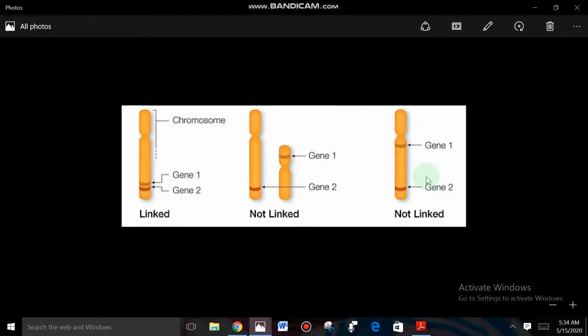Clear? At the time of gamete formation, crossing over takes place between these two genes. Gene 1 reaches one gamete, gene 2 reaches one gamete. Here also crossing over takes place, gene 1 reaches one gamete, gene 2 reaches one gamete. Here the chances of crossing over are very less, because the linkage is very strong.